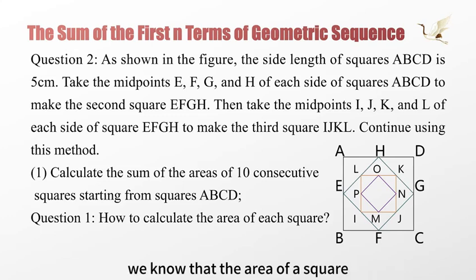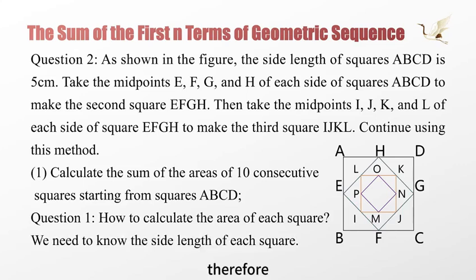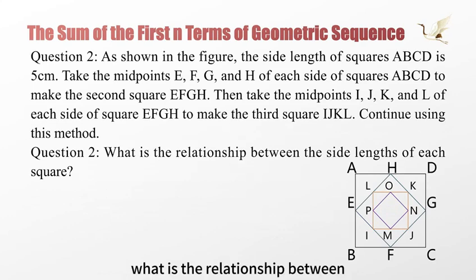First, let's consider how to find the area of each square. We know that the area of a square should be equal to the product of its side length with itself. Therefore, we need to know the side length of each square first. What is the relationship between the side lengths of each square? Let's try to list them out.